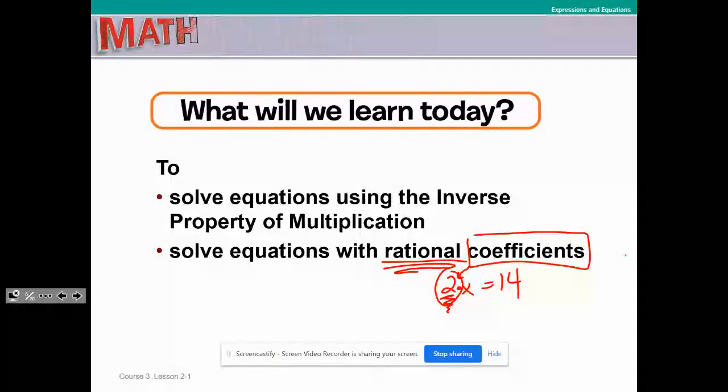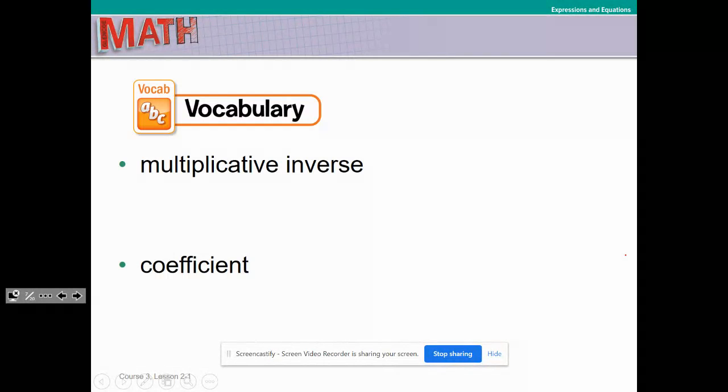But what we're going to be solving today is something like this, where our coefficient, the number that's multiplied by the variable, is an actual fraction. And then we'll also be doing things like this, where you have 0.45x equals 1.25 or something like that. So those are the types of problems we'll be focusing on today.